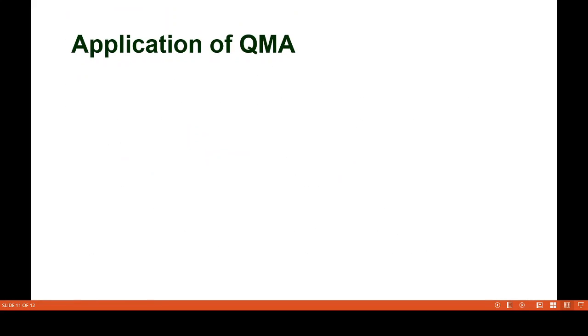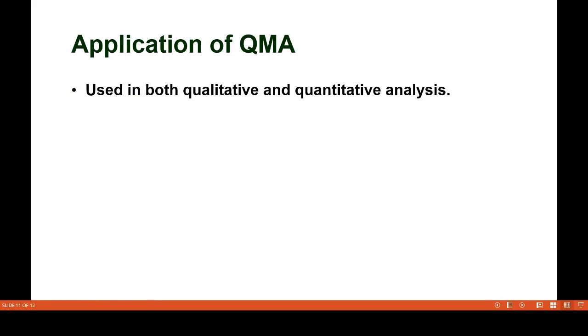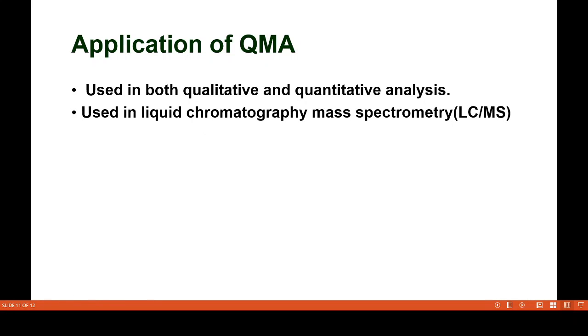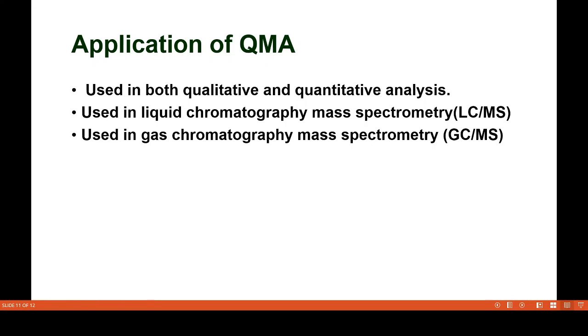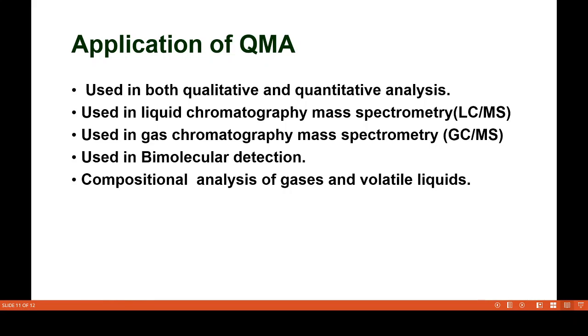Then we see the applications of the quadrupole mass analyzer, where it is used. It is used in both qualitative and quantitative analysis. It is used in liquid chromatography mass spectrometry, that means LCMS, as well as in GCMS, that means gas chromatography mass spectrometry. It is used in biomolecule detection. Two types of molecules can be detected by using this quadrupole mass analyzer.